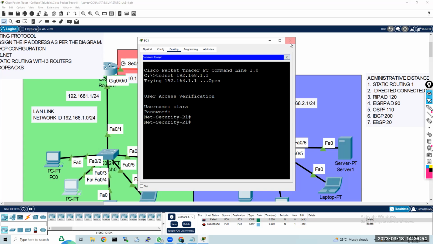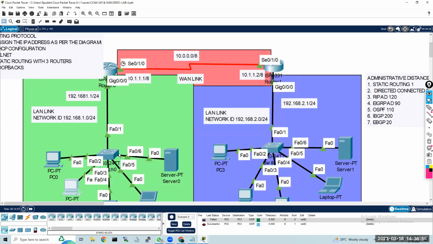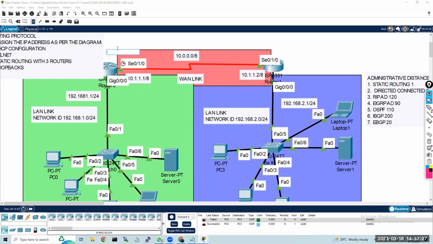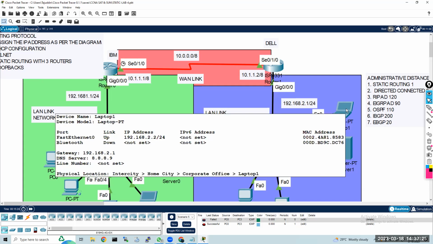So now I am able to access my network router. What about, for example, I am the network engineer here. I want to access another organization. Say for example, this is my IBM company, and this is my Dell. This is Michael Dell. Can I access this router from another network?